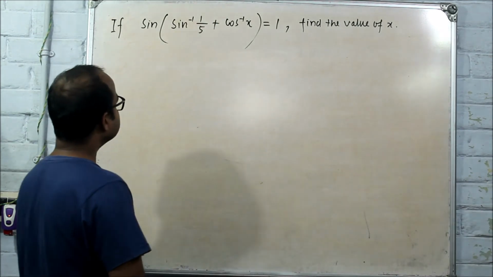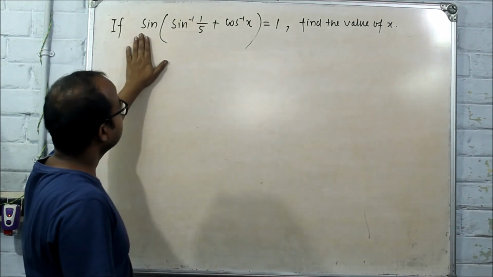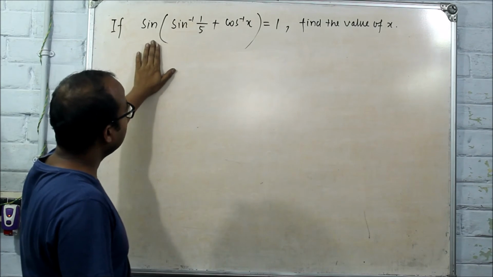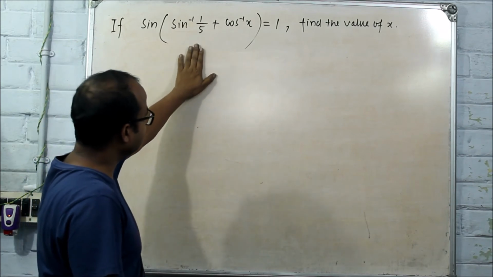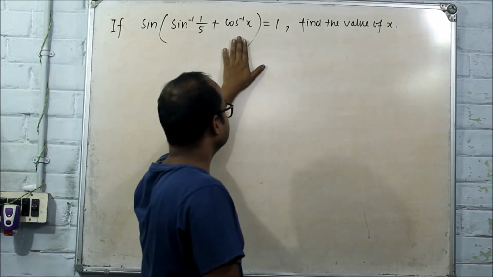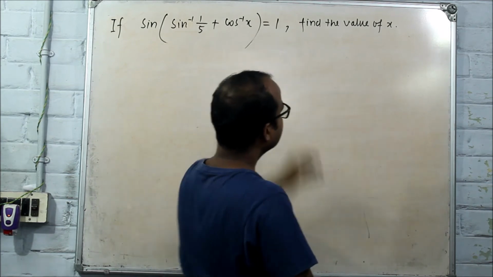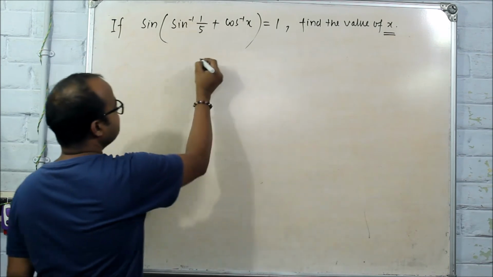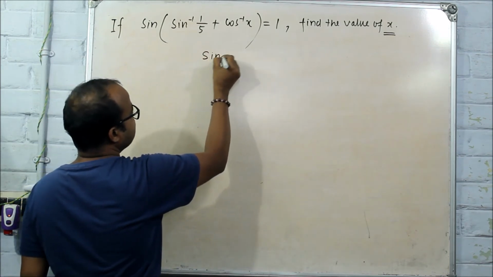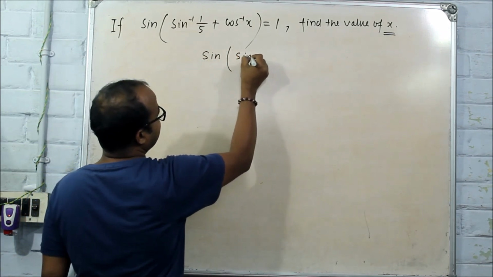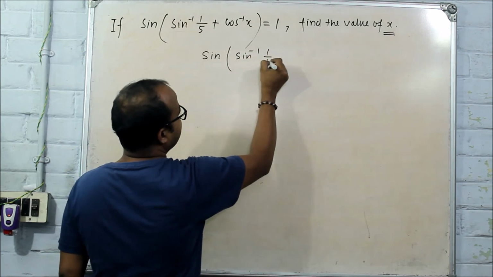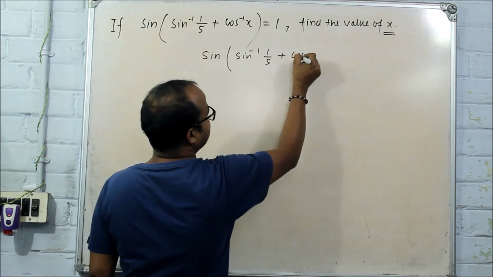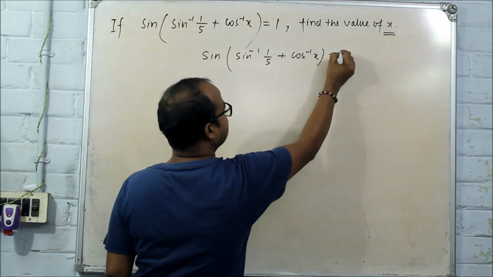Now let us discuss this problem. If sin inverse 1/5 plus cos inverse x is equal to 1, we need to find out the value of x. So first we write the equation: sin inverse 1/5 plus cos inverse of x is equal to 1.